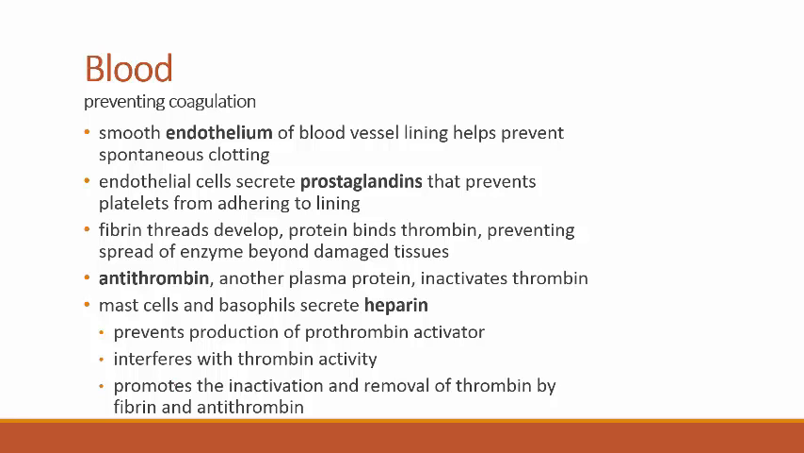And then finally, mast cells and basophils. Mast cells are found in connective tissues. Basophils are a kind of white blood cell. They secrete heparin, which blocks the production of prothrombin activator. It can interfere with the activity of thrombin, and finally, heparin will inactivate and remove thrombin from the blood.